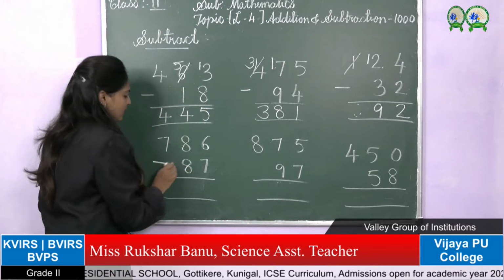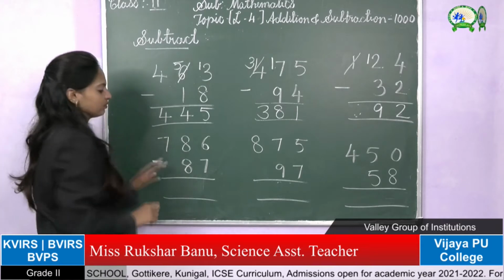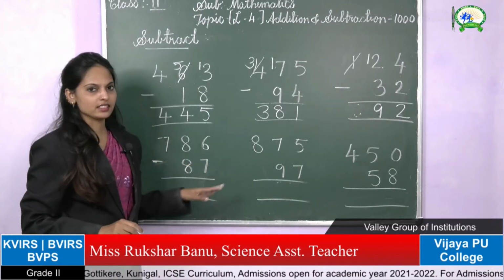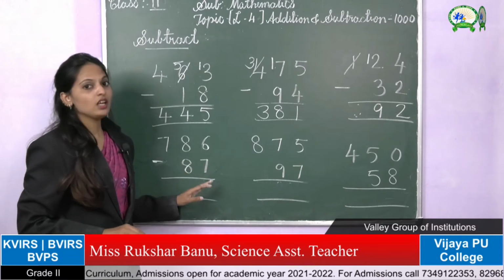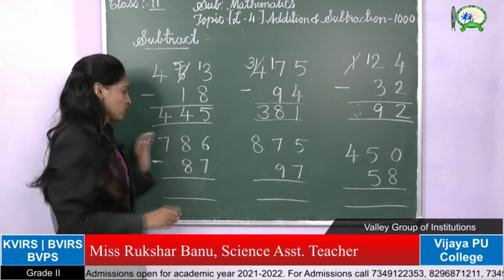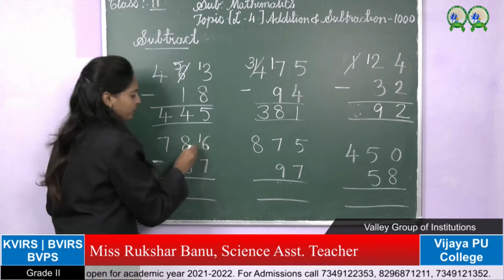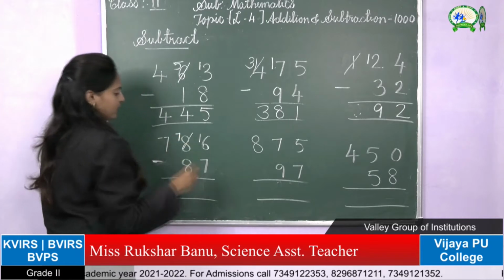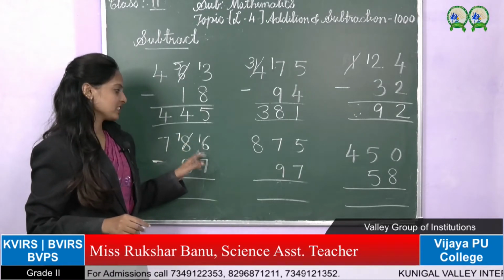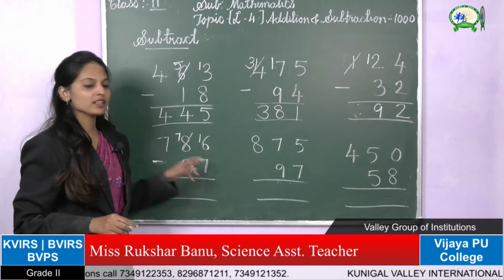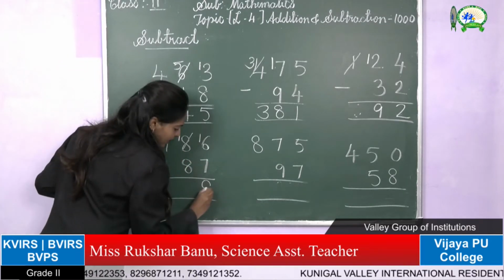Next one is 786 minus 87. So we have to cancel 87 from 786. First 6 minus 7. We can't cancel 7 from 6, so we have to take 1 from the 8. Then 16 is there. Now 16 minus 7 is 9.